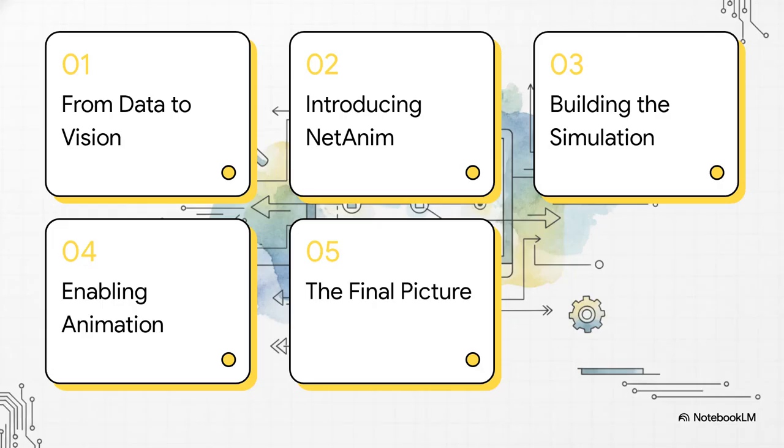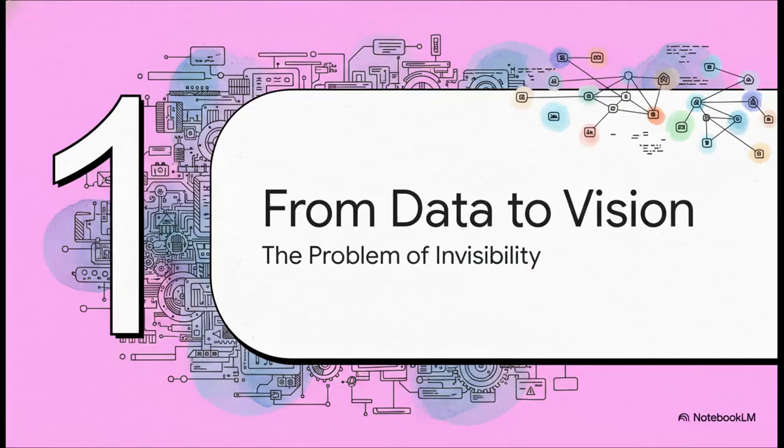So here's the plan. We'll start with the why this is so important. Then we'll meet our star tool, NetAnim. From there, we'll get into the code itself, flip the switch to enable animation, and then, of course, check out the final picture. All right, first up, from data to vision.